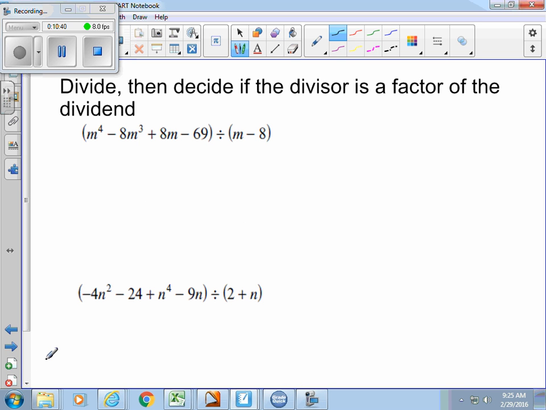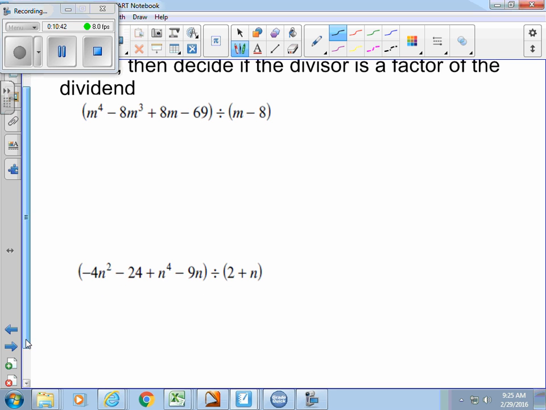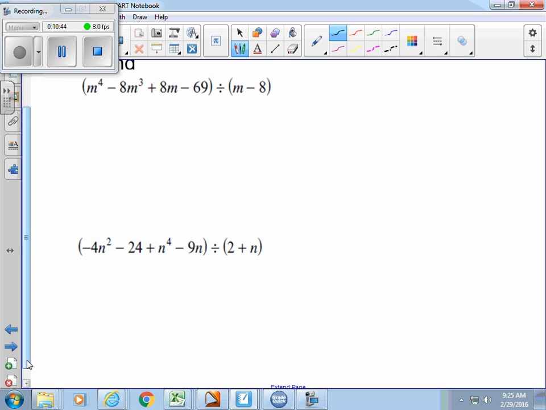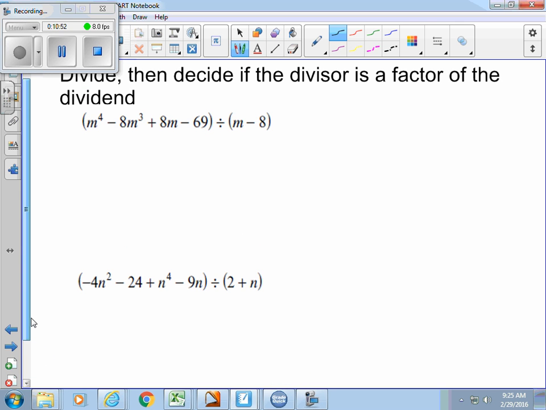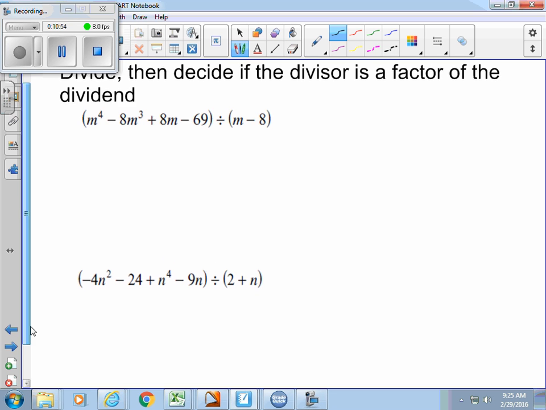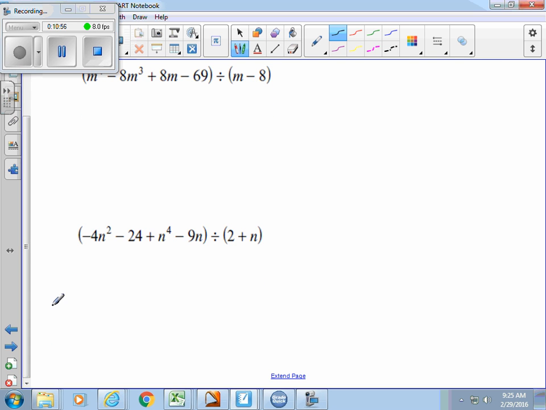I'm probably only going to do one of these. Let's do the second one because it's written a little strange. So let's do the second one. I want to know if the divisor is a factor of the dividend. How will I find that out? If there's a remainder or not.